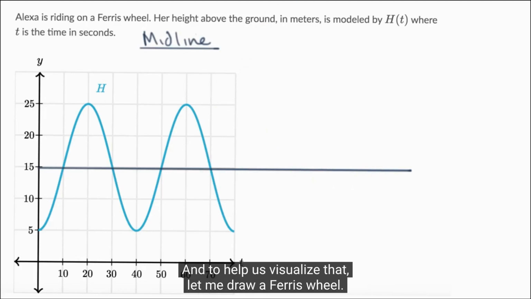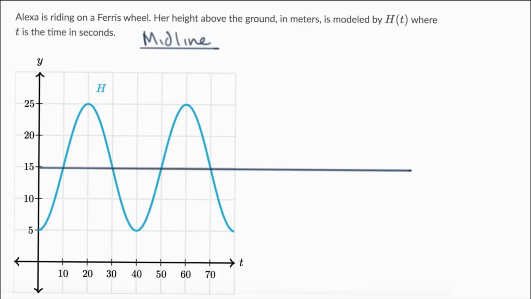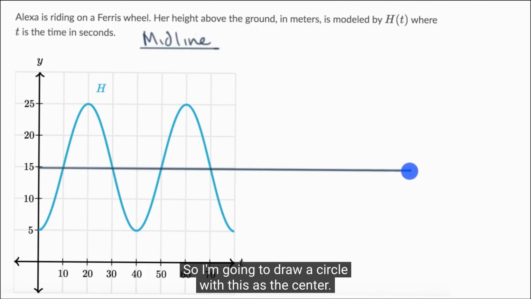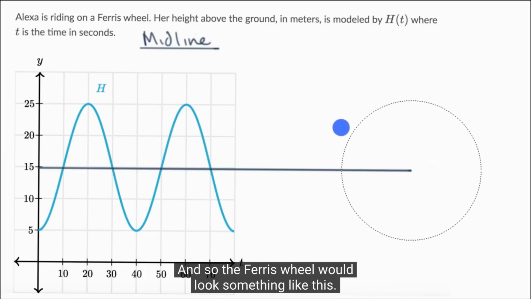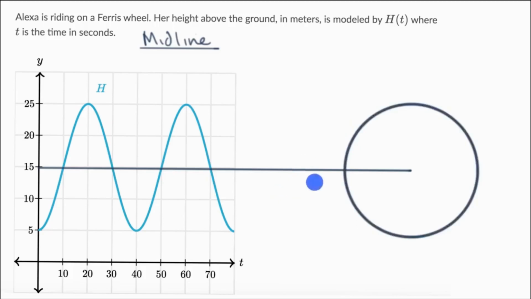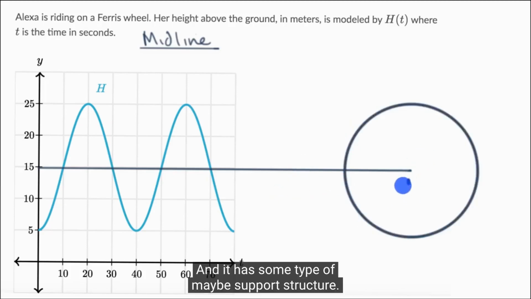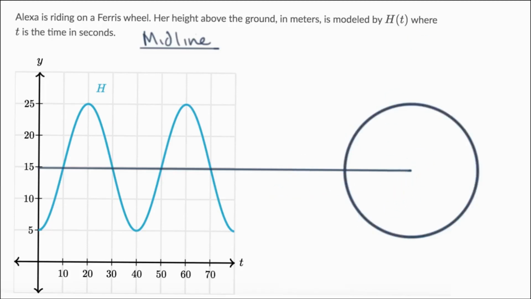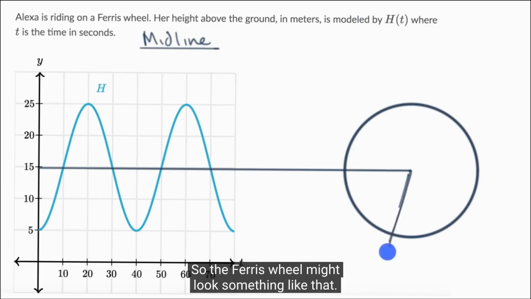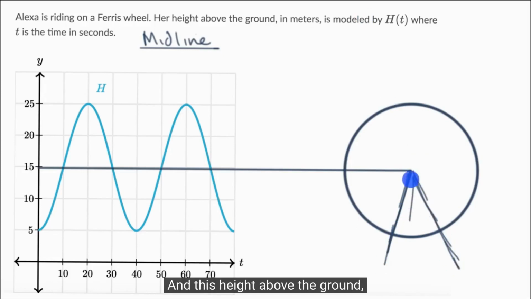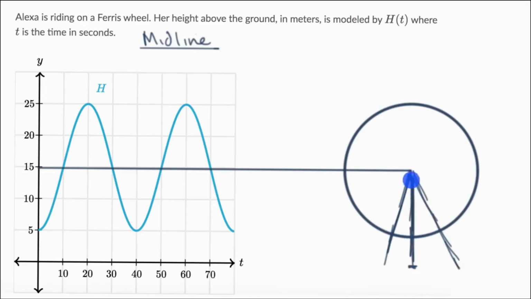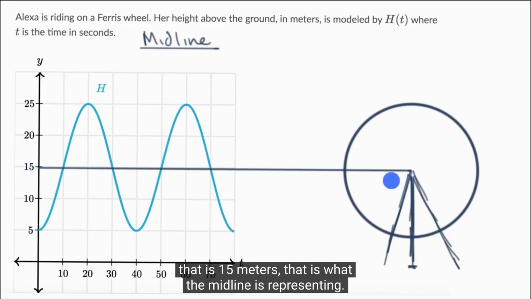And to help us visualize that, let me draw a Ferris wheel. So I'm going to draw a circle with this as the center. And so the Ferris wheel would look something like this. And it has some type of maybe support structure. So the Ferris wheel might look something like that. And this height above the ground, that is 15 meters. That is what the midline is representing.